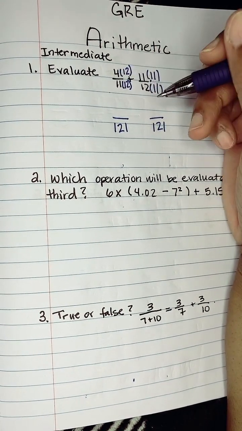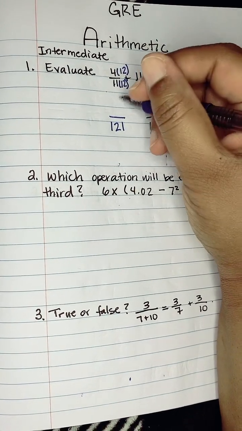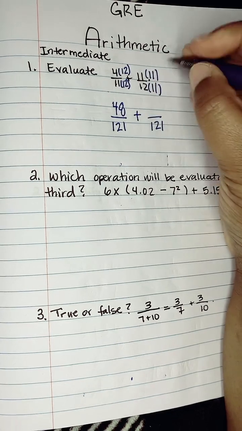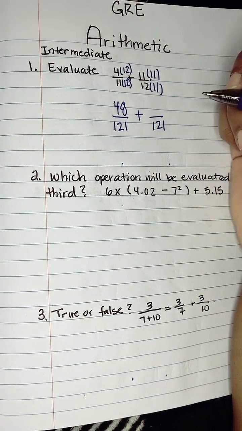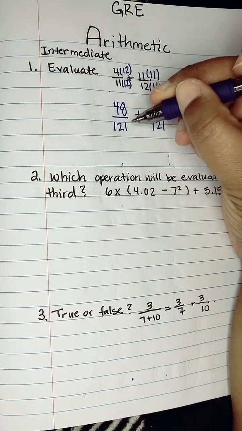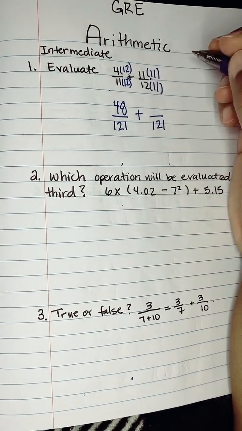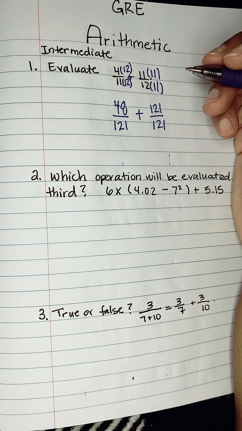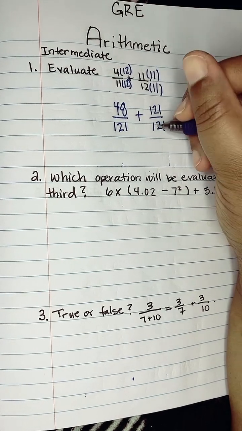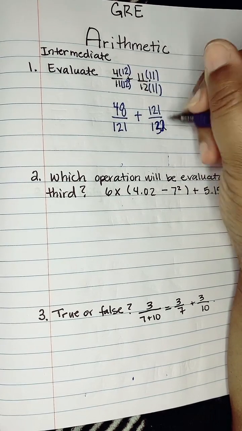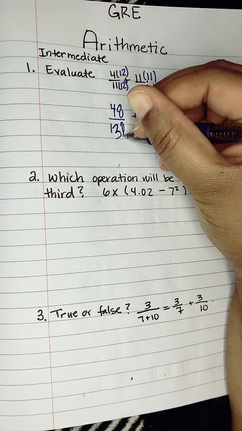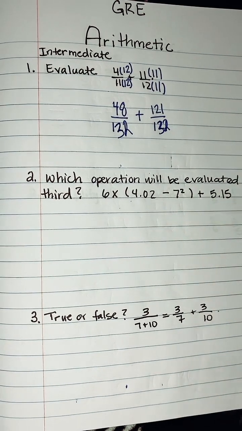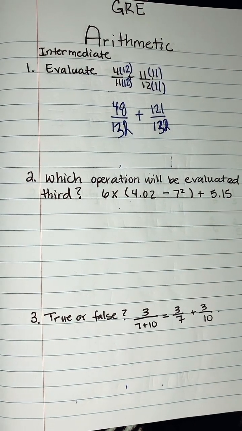So 4 times 12 is going to give us 48. And then 11 times 11, this can't be right. It has to be, because 11 times 11 is 121. And then 12 times 11 has to be 132, I believe. Yeah, 132. Good.